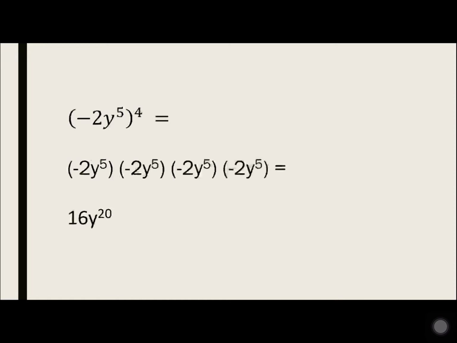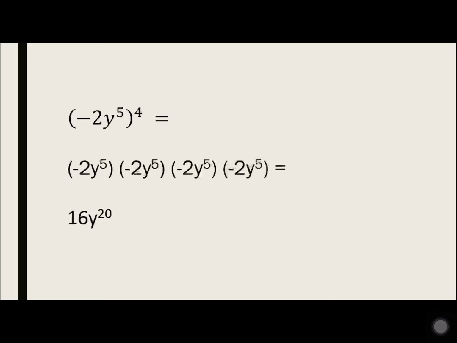Negative 2y to the 5th all to the 4th would mean negative 2y to the 5th times itself. Write 4 of them. Let's do the sign first. The first pair, negative times negative, is positive. The last two, negative times negative, is positive. So that's why it's a positive.